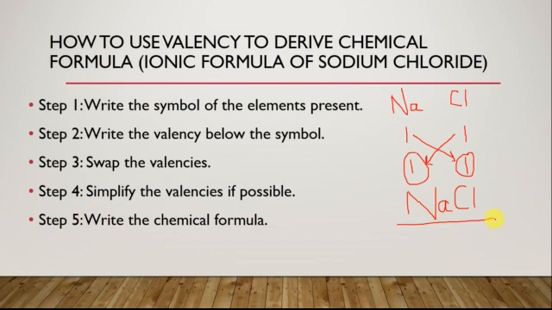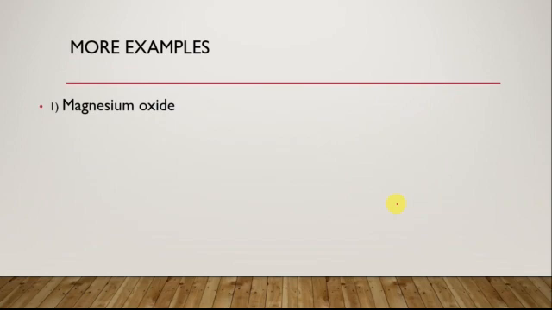So 5 steps. First step, symbol. Second step, valency. Third step, swapping the valencies. Fourth step, simplification if possible. And fifth step, to write the chemical formula. Great. So with this information, let us do some more examples.